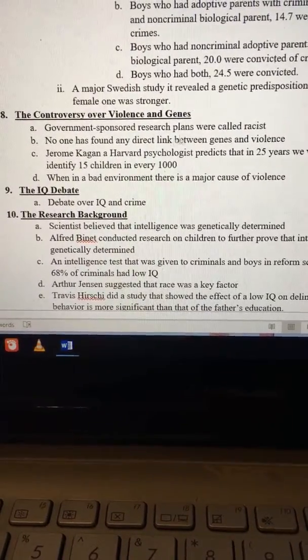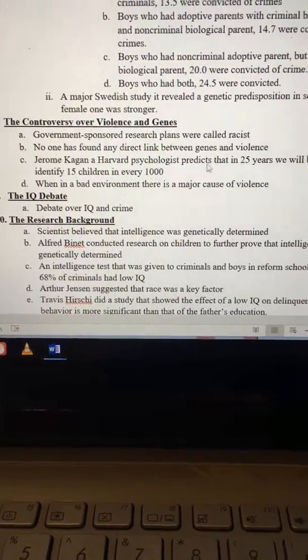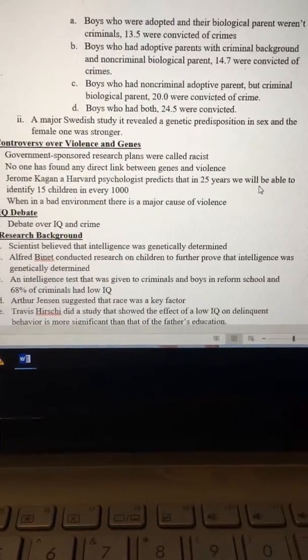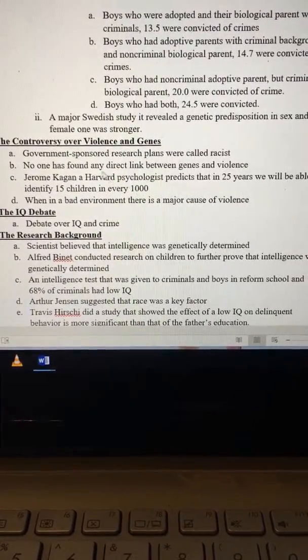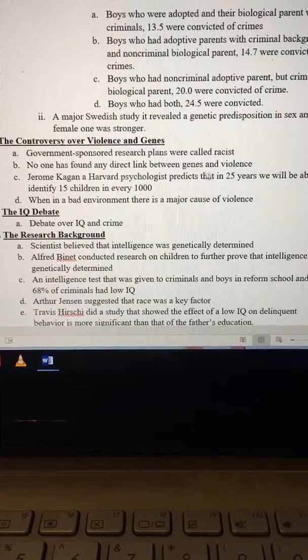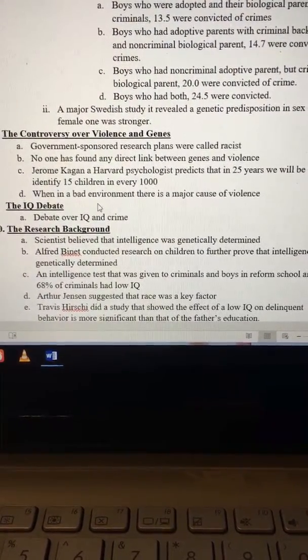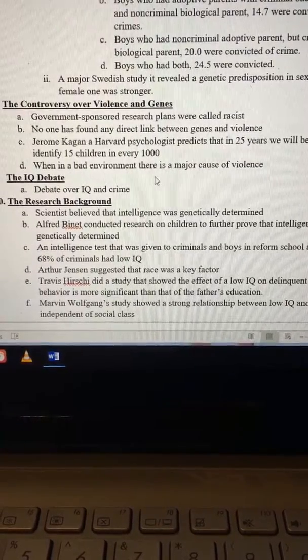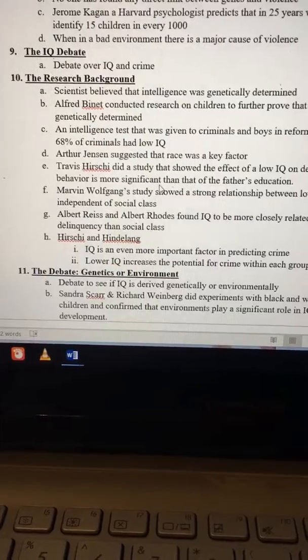The controversy over violence and genes. Jerome Kagan, a Harvard psychologist, predicts that in 25 years we will be able to identify 15 children in every 1,000. No one has found any direct link between genes and violence. A bad environment is a major cause of violence. Then we go on to the IQ debate.